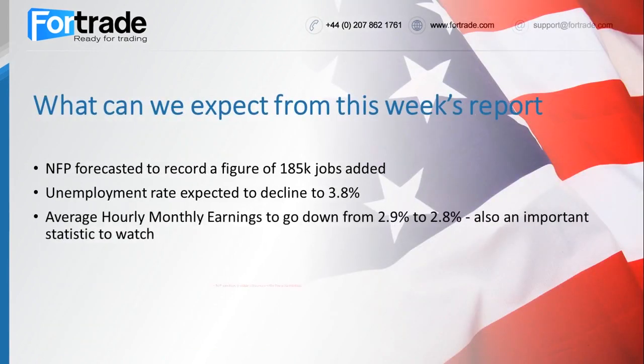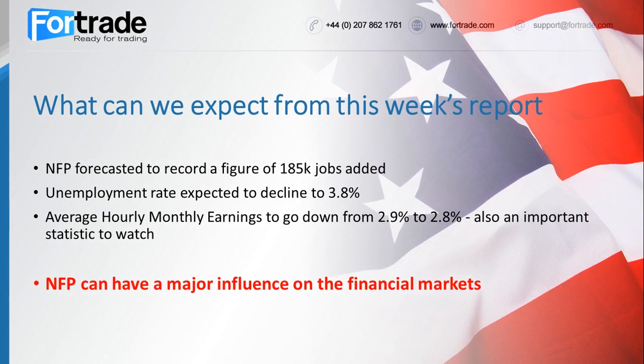So, what can we expect from this week's report? Well, economists expect that this NFP will record that 185,000 new jobs were created in September, and that the unemployment rate will go down to 3.8%. Traders would also be advised to keep an eye on the average hourly earnings figures. If they are above expectations, it may push the dollar higher.